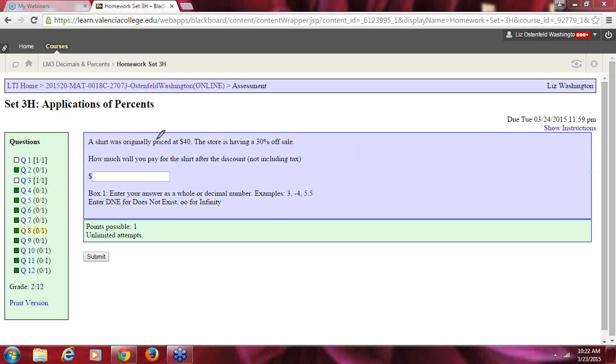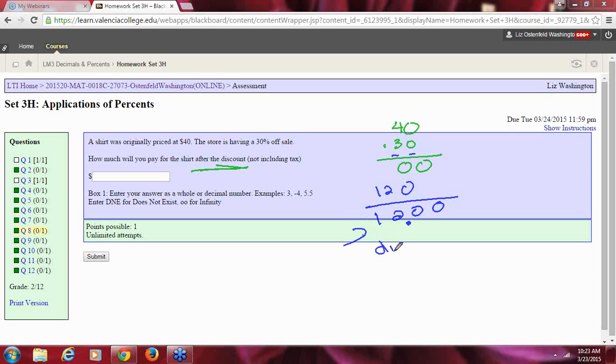Here we say a shirt was originally priced at $40. The store is having a 30% off sale. How much will you pay for the shirt after the discount? Okay, so this isn't asking for what is the discount. It wants to know how much is it after the discount. So I'm going to go ahead and multiply this one. 0 times anything is 0. Then I'm going to switch to my 3's. 3 times 0, 3 times 4. I get 0, 0, 2, 1. 2 decimal places, 12 bucks.